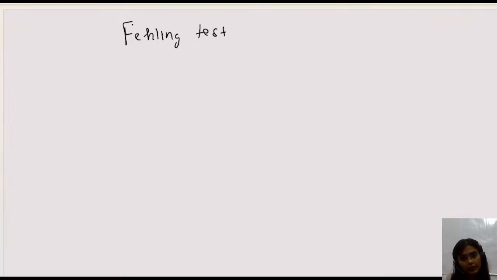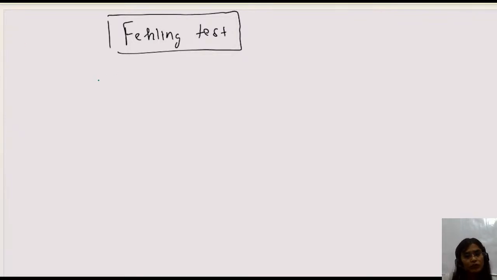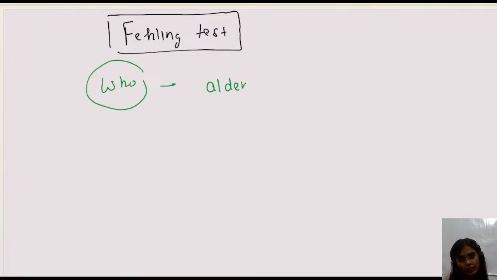Let me write properly what the Fehling test is, then I will let you know how to use it. First of all, who is going to participate? The substrate is going to be the aldehyde. Only aldehyde is going to participate, and please note, only aliphatic. The Fehling test is never ever given positive by the aromatic aldehyde. Only aliphatic aldehyde is going to participate.